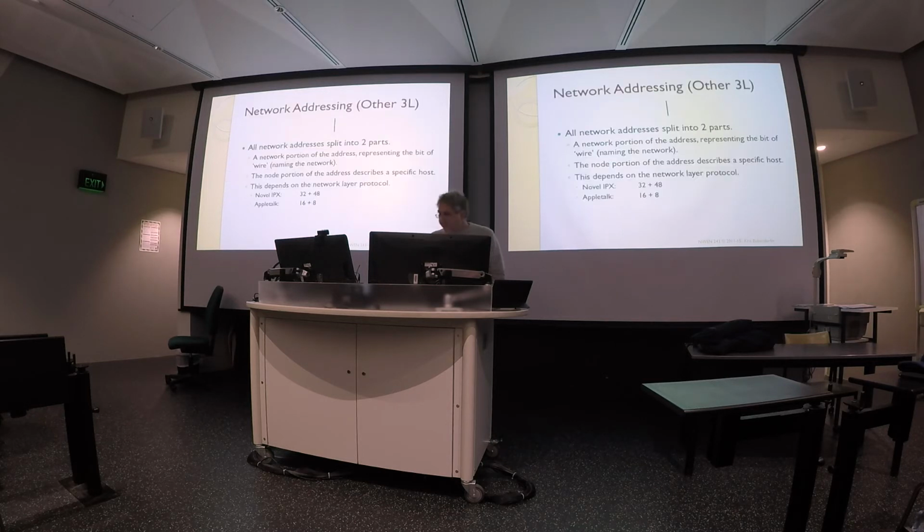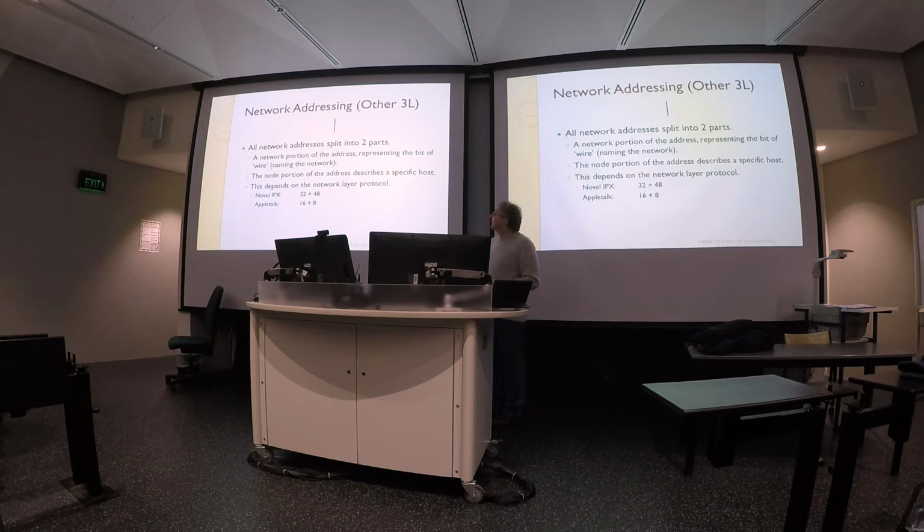All right. So, network addressing. All network addresses, once we're trying to address or route between networks, are split into these two parts. The network portion, which represents the piece of wire, if you like, the local area network. We're identifying the network. And then there's the node portion of the address, which identifies a specific host. Now, when we're routing at the internet layer, we don't actually care about the host part, usually. That's the responsibility of the local area network that we're routing to from our internet.